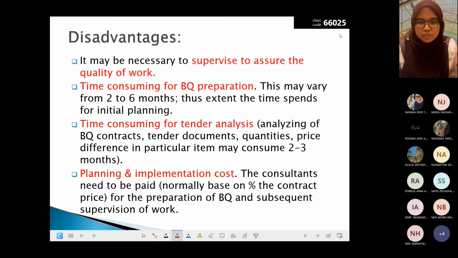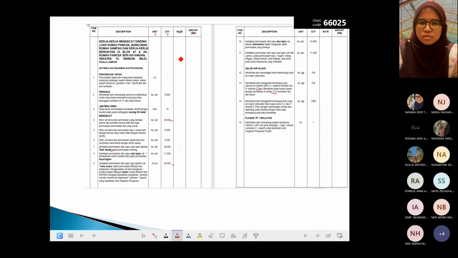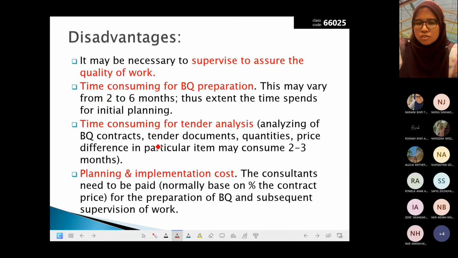So the disadvantages: you need to supervise to ensure the quality of work. Masa you create the description of work tu, you kena tahulah flow of the work macam mana nak buat. And then time consuming for BQ. Nak create BQ tu, nak create description ni, it takes longer time lah, sebab dia sangat precise. Then time consuming for tender analysis pun lama.